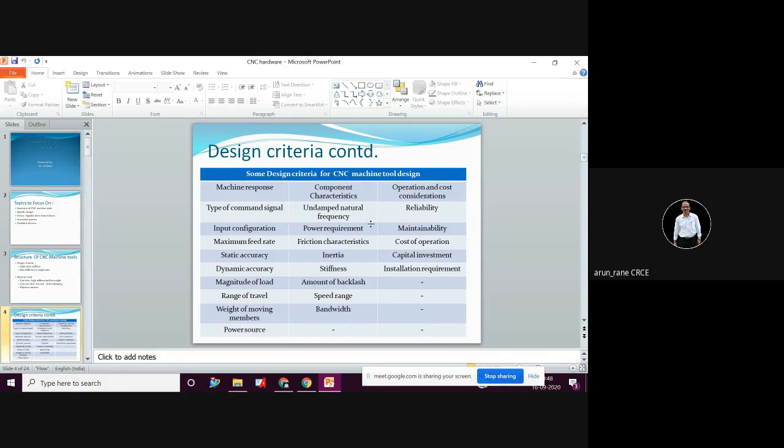If I talk about operation and cost consideration, it should be reliable. This is what everybody nowadays will look for: reliability. I can compromise a little bit of accuracy or precision, but I depend on reliability. Suppose a person may not be very accurate, but reasonably accurate, and he is reliable. I know that he is going to come today, tomorrow. He is going to work for 8 or 12 hours. So I'll prefer that instead of a very accurate person.